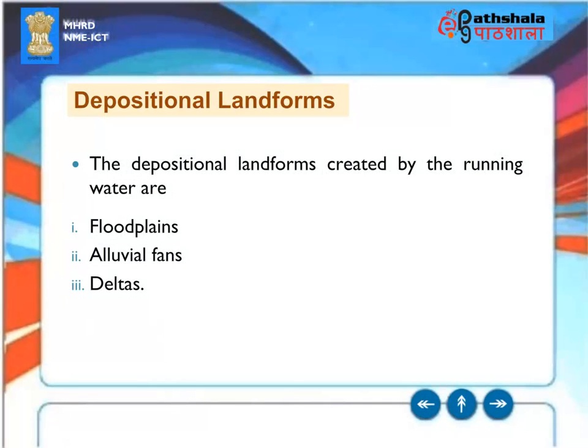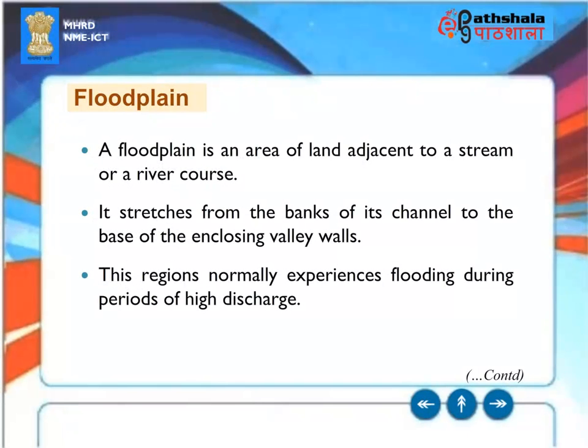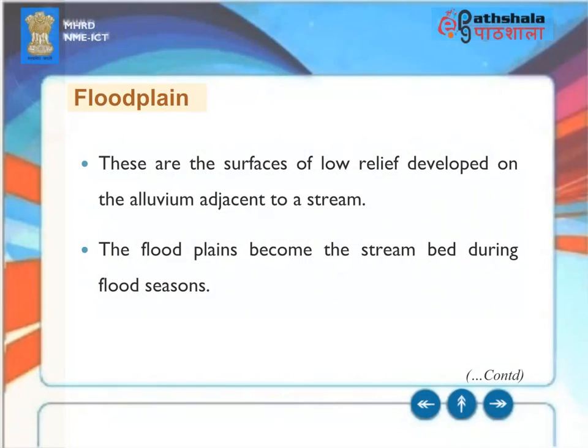Depositional landforms. The depositional landforms created by running water are floodplains, alluvial fans, and deltas. Floodplain. A floodplain is an area of land adjacent to a stream or a river course. It stretches from the banks of its channel to the base of the enclosing valley walls. This region normally experiences flooding during periods of high discharge. These are surfaces of low relief developed on the alluvium adjacent to a stream. The floodplains become the stream bed during flood seasons.